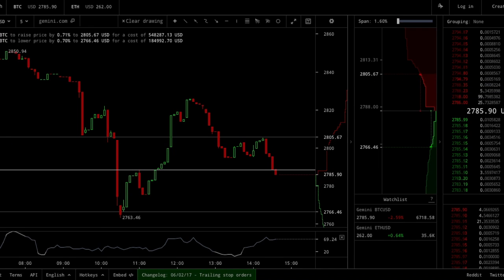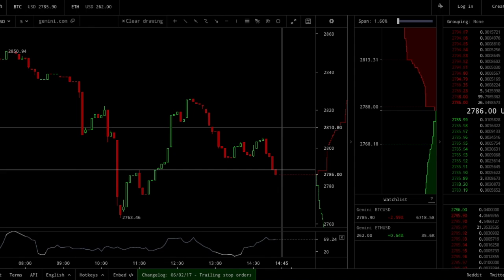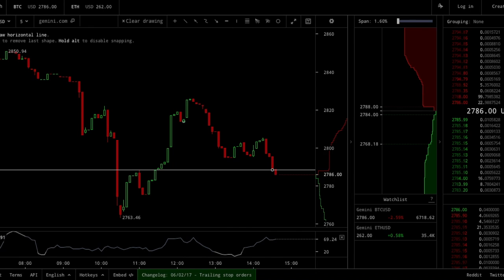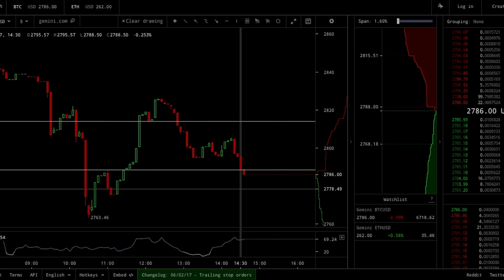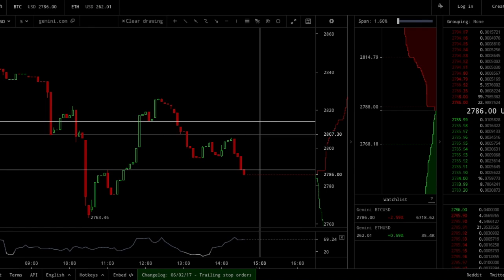And I would also label the 2813.31, let's find where that is, which seems to be at about here, as another possible resistance point. So now moving forward, as I trade, I can see that these 2 points might act as future resistance.